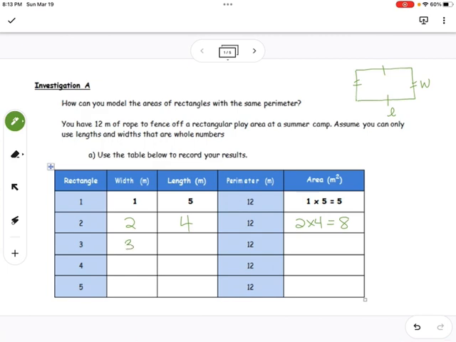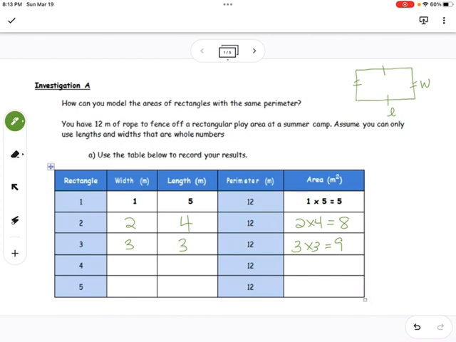If we go up to 3, having a width, 3 plus 3 is 6. 12 minus 6 is 6. So that leaves us with a length of 3 as well. And 3 times 3 for our area gives us 9.